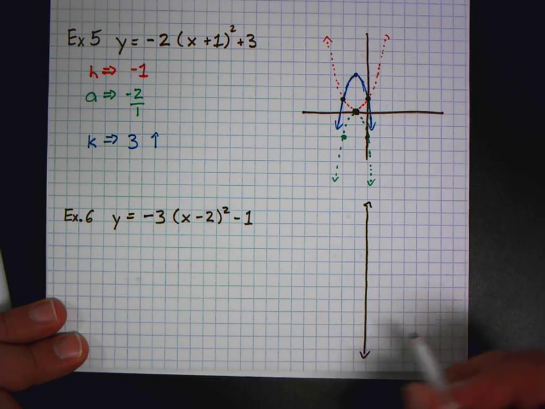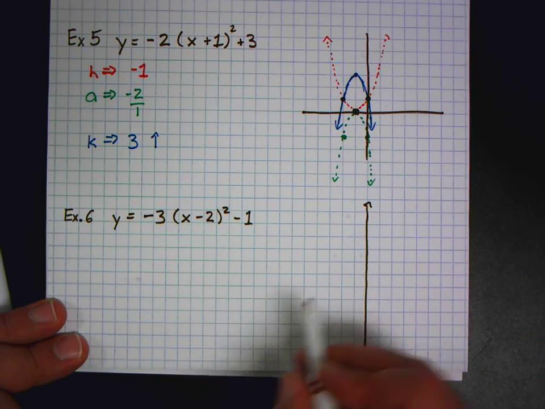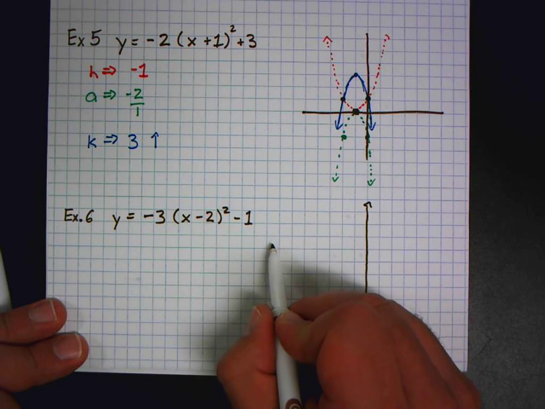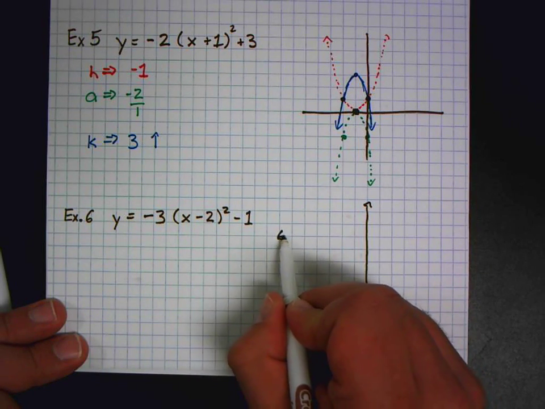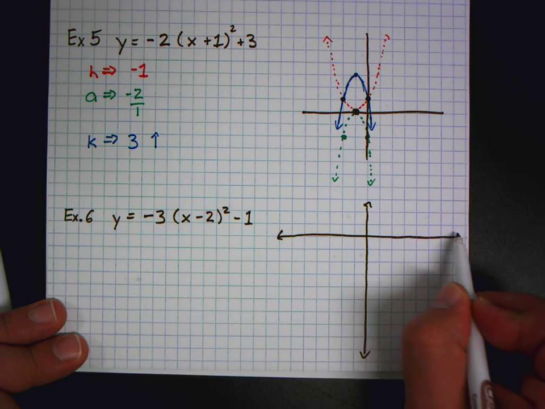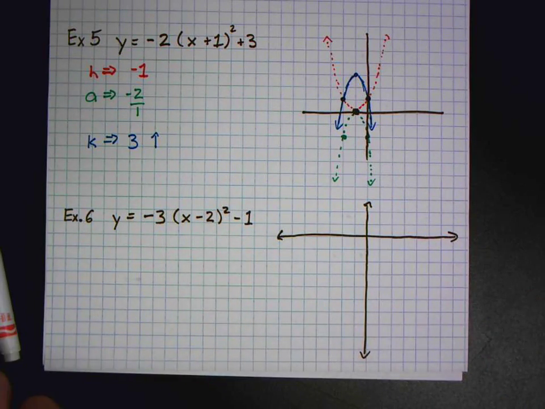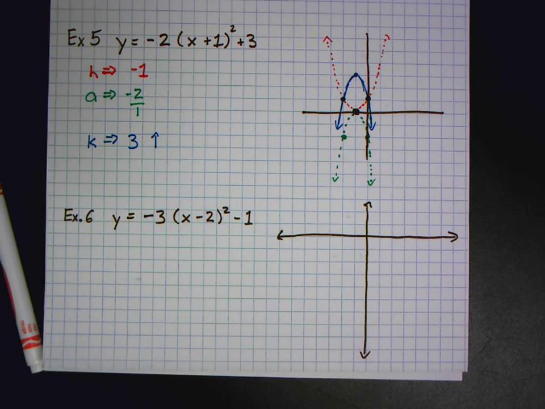But they introduce it here, so I want to make sure I introduce it here. Okay, now, I told you towards the beginning, a great way to do this is to base everything off of the vertex. Once you learn what the parent function looks like, my goal is that you can just figure out where the vertex goes and graph everything off of it.